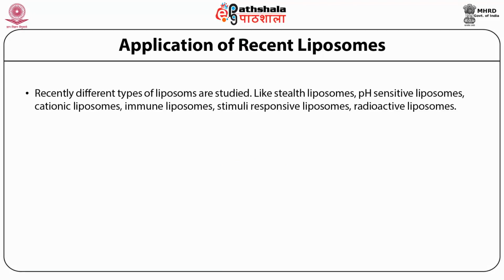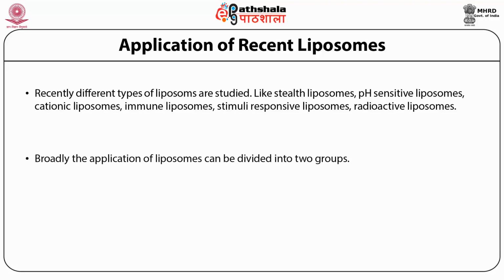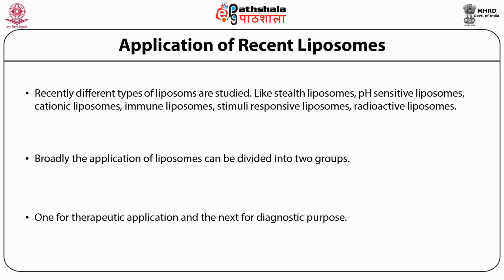Applications of recent liposomes. Recently, different types of liposomes are studied, for example, stealth liposomes, pH-sensitive liposomes, cationic liposomes, immunoliposomes, stimuli-responsive liposomes, and radioactive liposomes. As we have seen earlier, the applications of liposomes can be categorized into two main categories, that is, therapeutic application and diagnostic application.